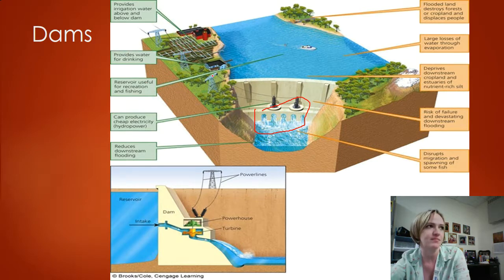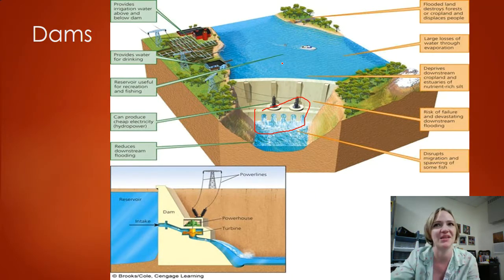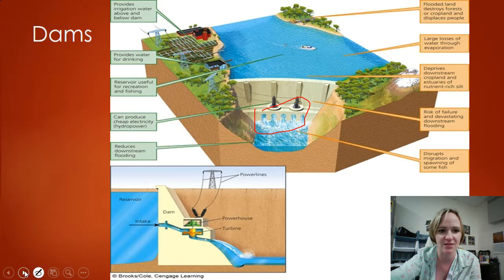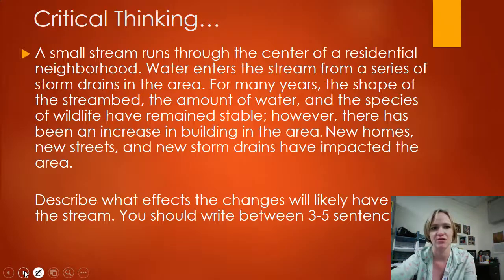So like in Washington and places in Alaska and Canada, the salmon have to travel. They come in from the ocean and they swim up the river to spawn and lay their eggs. And if they come to a dam, then they can't get past it. And so it affects those fish populations. So that's just a couple different ideas on dams. They're probably not going to want to ask you too many questions about that. I just thought it was interesting.